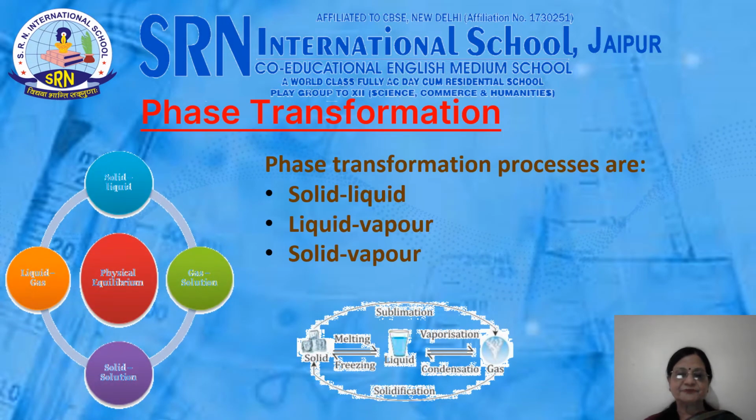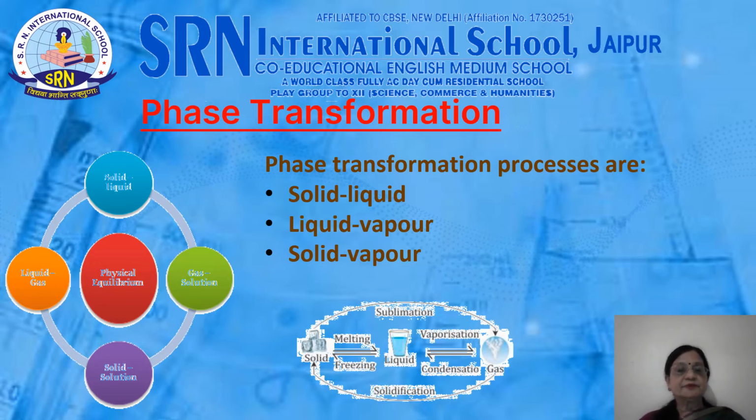Phase transformation. The characteristics of a system at equilibrium are better understood if we examine some physical processes. The most familiar examples are phase transformation processes. First is solid-liquid equilibrium, where the forward process that takes place is melting, and in the backward direction, the freezing process occurs, and the equilibrium is established.